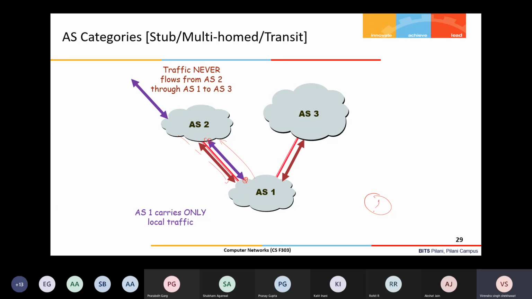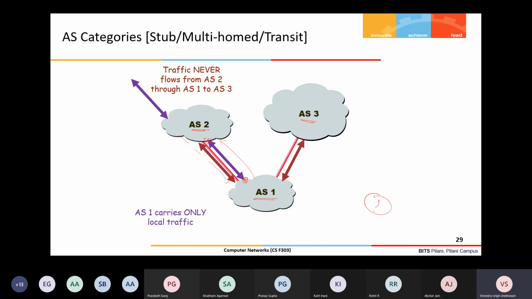But now in this case, AS1 is an autonomous system, AS2 is an autonomous system, AS3 is an autonomous system. So now AS1 is connected with two autonomous systems. Suppose BITS Pilani is connected with an autonomous system, let's say BSNL, and also connected with Reliance. So we have connectivity with two autonomous systems, right? And let us assume that we have upgraded ourselves as an autonomous system also. Earlier, it was not there. So now what happened?